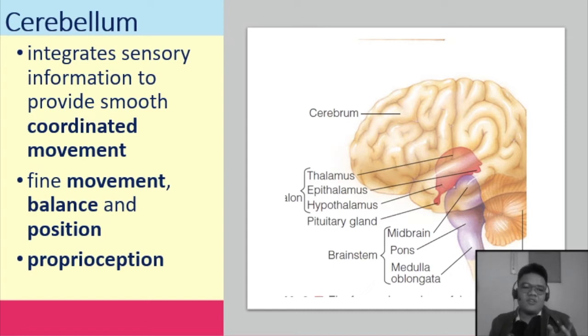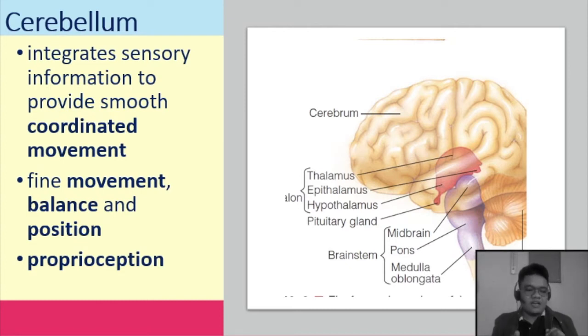Now, class, your cerebellum is also in charge of your fine movement, balance, and position, and also proprioception. So class, proprioception is the awareness of the position of the extremities without looking at them. It is also referred to as your postural sense, meaning it is the ability of the patient to recognize whether he is standing, lying down, in supine position, whether his hands are elevated or not, or his feet are on the floor or not, without looking at those.